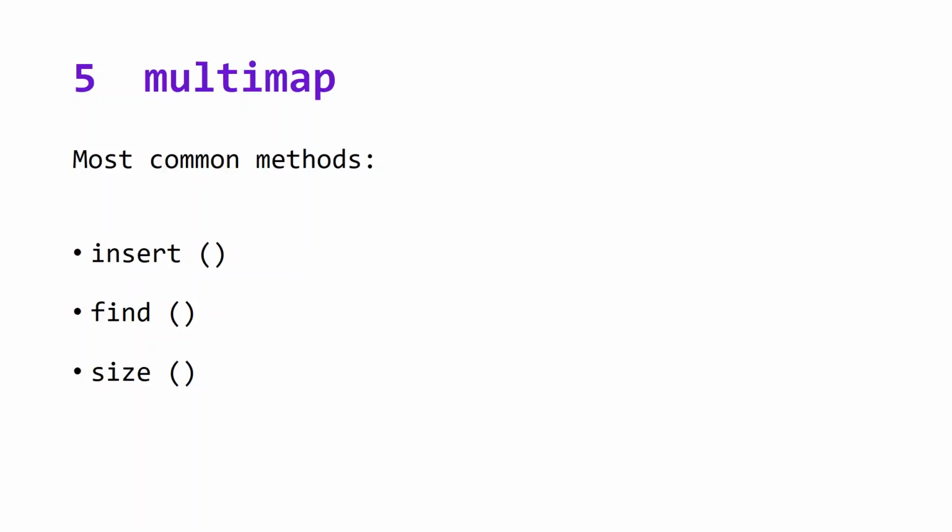Finally, our fifth data structure is multimap. Multimap has the same relationship with map that multiset has with set. Its 3 most common methods are insert, find, and size, and the complexity of these methods are log n for the first 2 and constant for size.